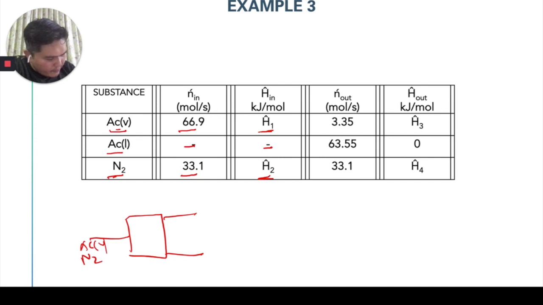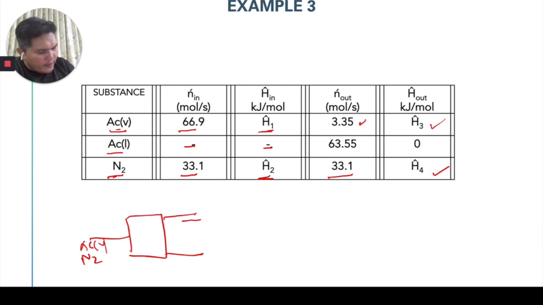And then what is going out from here? You have two streams going out. One is acetone vapor, with a value of delta H3. Another is acetone liquid. And you also have the nitrogen going out. The nitrogen is not affected, but there is a change of temperature from 65 to 20 degrees Celsius. It exits in the same stream as the acetone vapor, so you value it as H4.